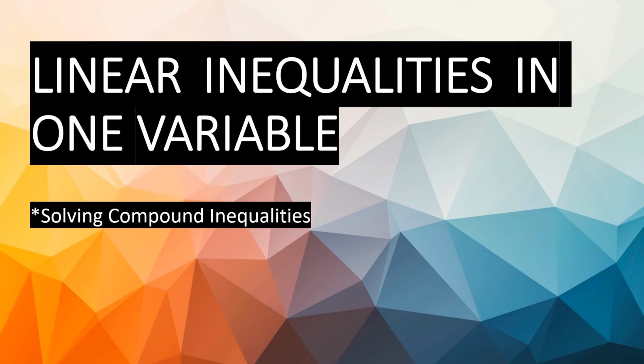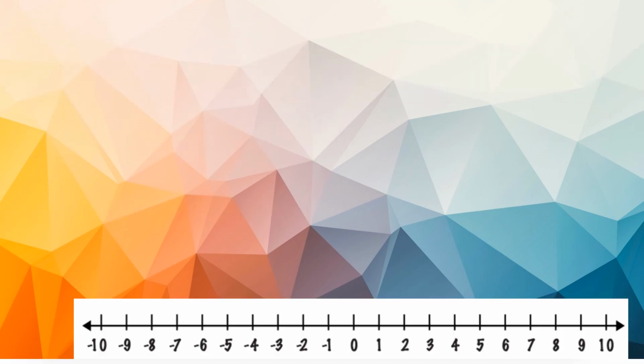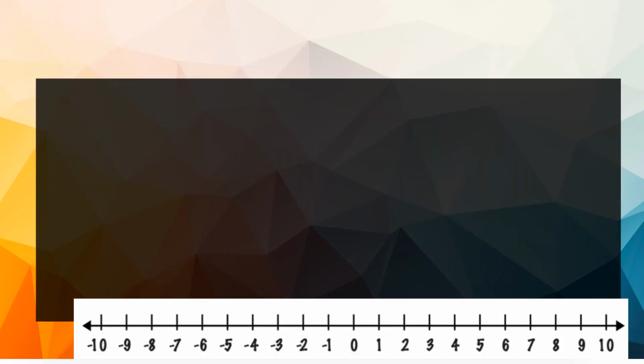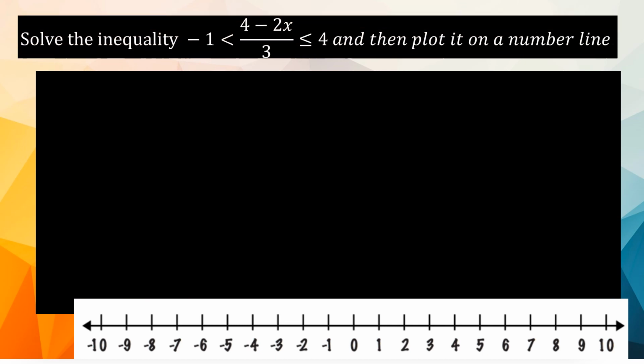Hi. So for this video, I'll be discussing linear inequalities in one variable, but our focus will be solving compound inequalities. Okay, let's have the first example. Solve the inequality (4 minus 2x) over 3 is greater than negative 1, but less than or equal to 4. And then we're going to plot it on a number line.